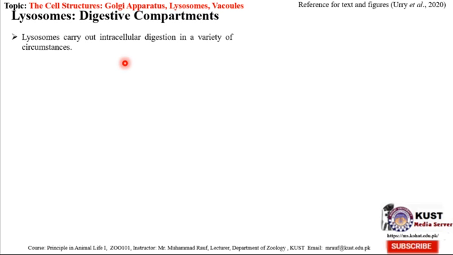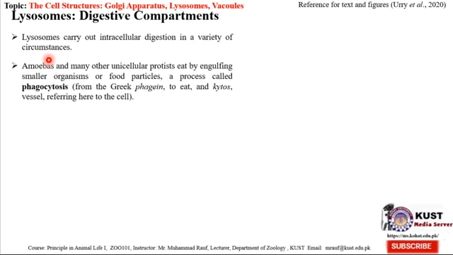Lysosomes carry out intracellular digestion in a variety of circumstances. For example, amoeba engulf food material. This food material enters into the amoeba in the form of a food vacuole, and then this food vacuole fuses with a lysosome forming a structure called phagolysosome, where the food material is broken down by the enzymes present in the lysosome. So this type of digestion is taking place within a cell, so it is intracellular digestion.